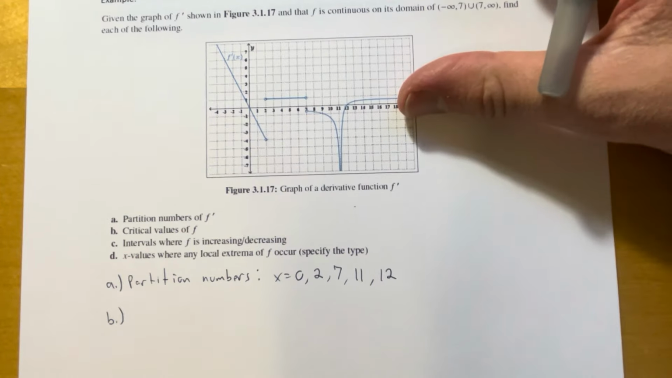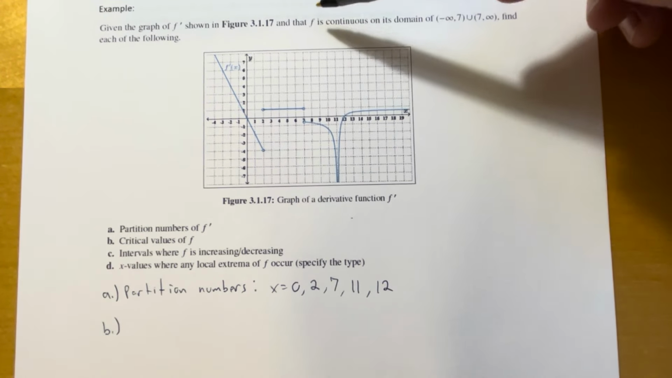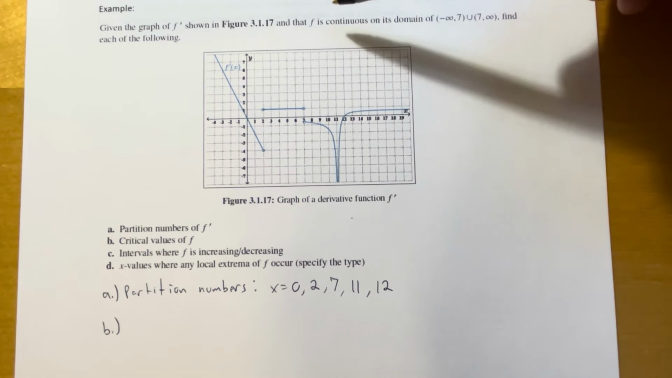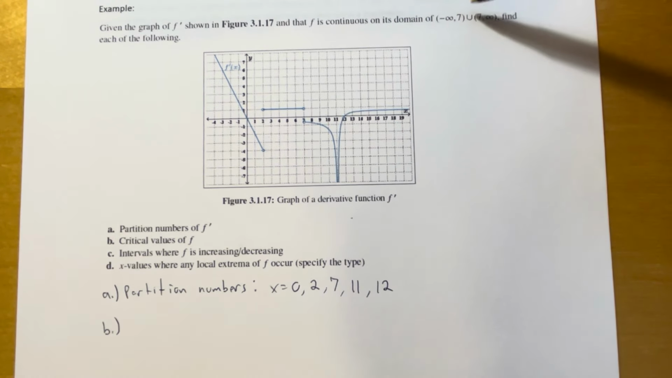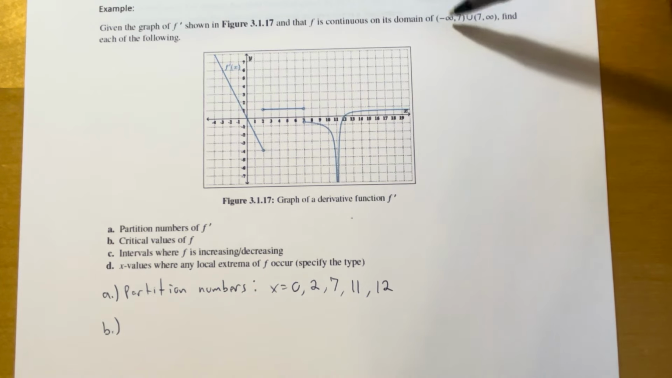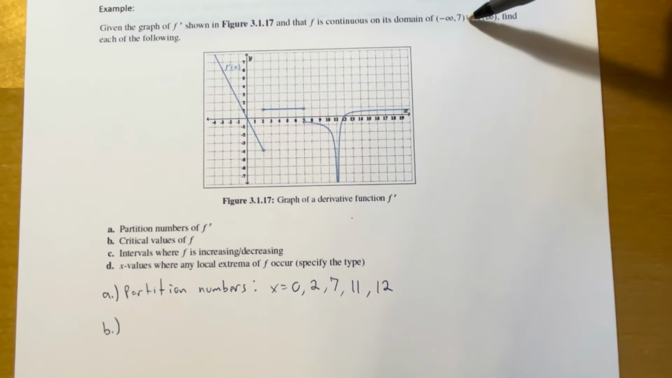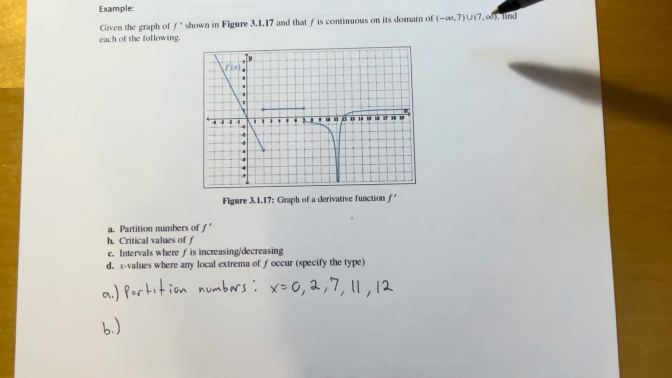Where we're going to get the important information from that is up here. It states in the description of the problem that f, which remember we're not seeing, is continuous on its domain of negative infinity to 7, union 7 to infinity. The fact that it's continuous there, and that's what its domain is telling me, is that this function is defined everywhere except at 7. That's the one real number that doesn't exist here.